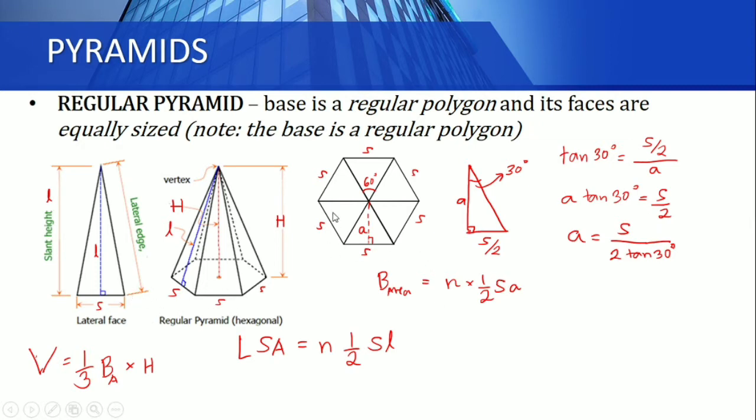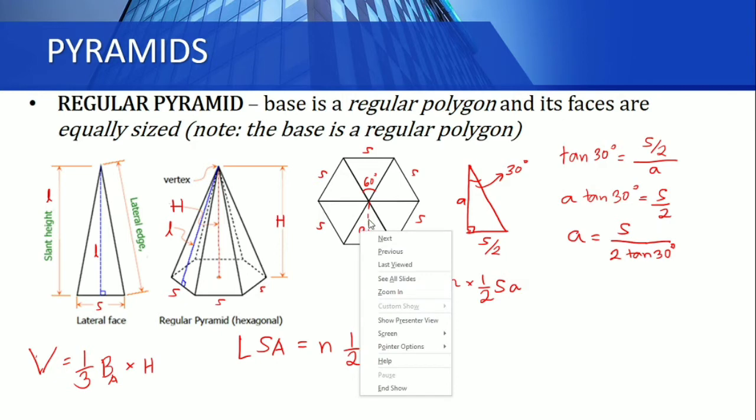So, for the base naman, so yung area ng base natin, so in this case, hexagonal. So, para makuha natin yung area ng base, so that will be number of triangles na mabubuo dito sa hexagonal times 1/2 times yung S or yung length ng sides natin times yung A, this is what we call apothem. So, yung A natin, yan yung apothem natin sa hexagon.